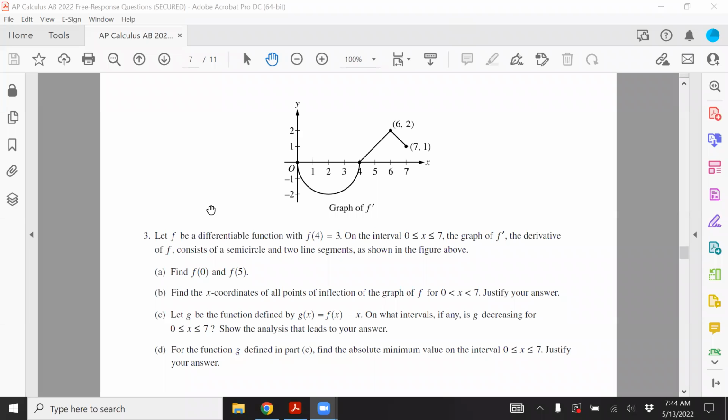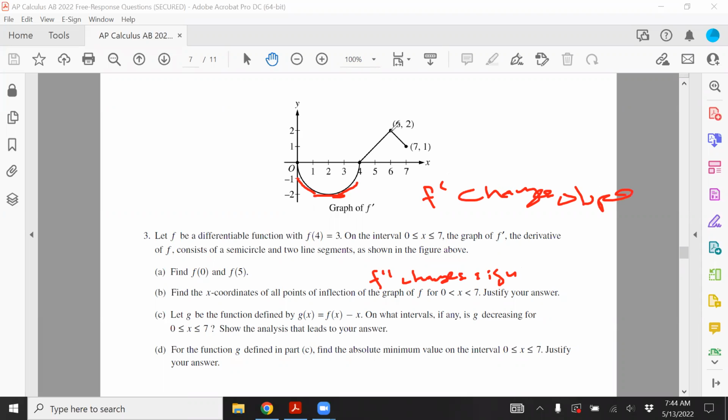Find the x coordinates of all points of inflection. Well, a point of inflection is when your second derivative changes sign. Because we have an f prime graph, you want to see where the slope changes. Well, the slopes right now are negative. You want to see where f prime changes slope. So it's negative and positive, so definitely at 2.